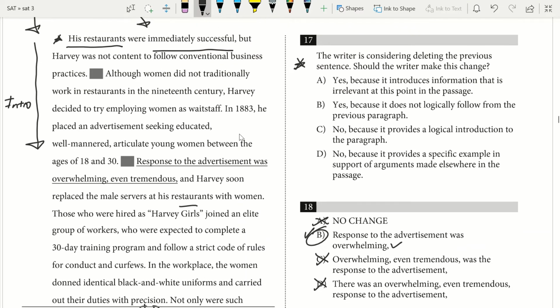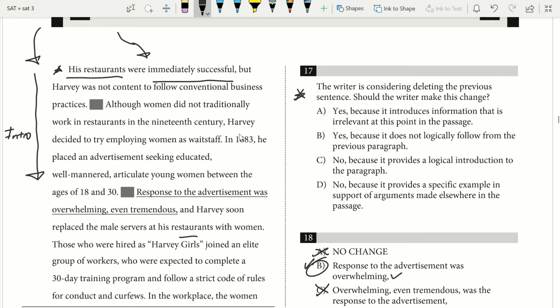And now we can go back up to 17. And we have to remember that we're asked if we should delete our intro sentence. Well, what does our introduction and our introductory sentence say? Well, we have his restaurants were immediately successful, which provides a proper transition from previous paragraph to this one. And then we have, but Harvey was not content to follow conventional business practices. Well, what were the conventional business practices he didn't follow? That women didn't traditionally work in restaurants, and he started hiring them. So this is a proper introduction of the ideas that follow it.